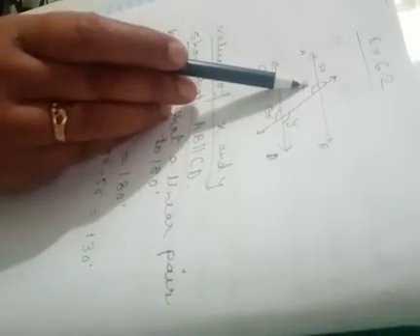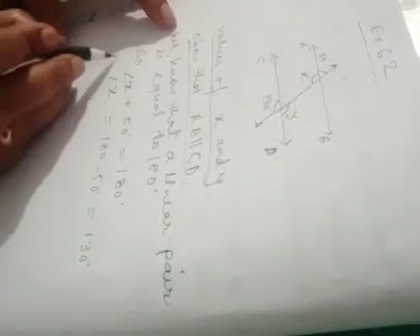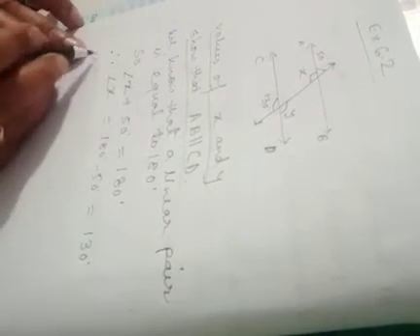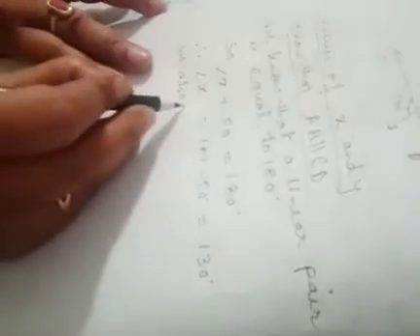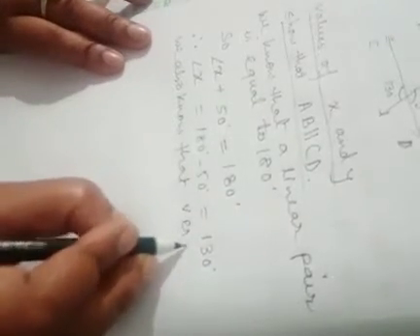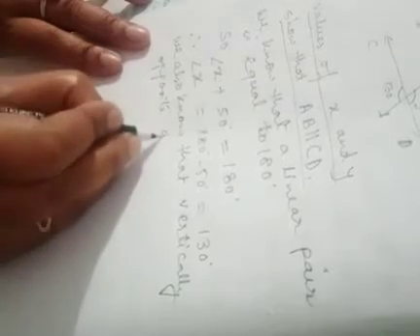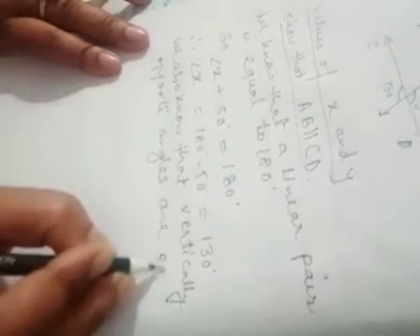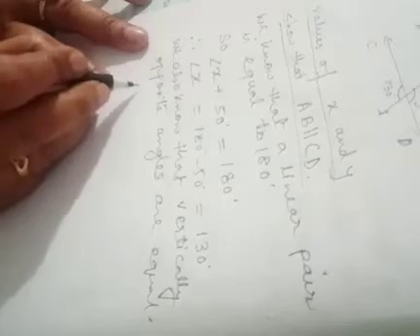Now you got the value of angle X, that is equal to 130 degrees. Now we also know that vertically opposite angles are equal. So here you can say that angle Y is equal to 130 degrees. Here you see these are vertically opposite angles. So I have written angle Y is equal to 130 degrees.